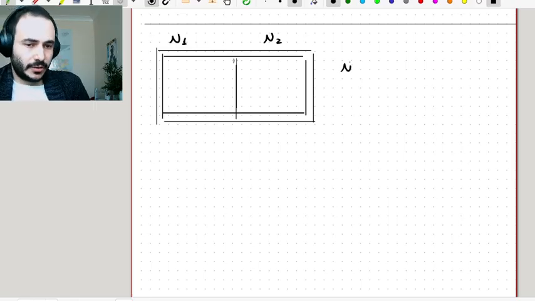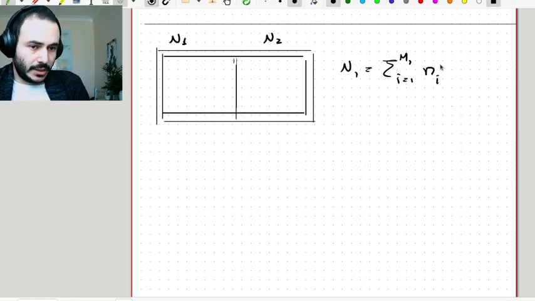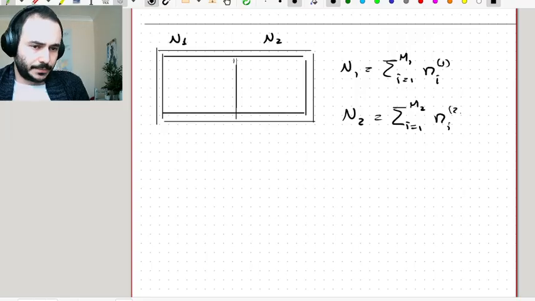So what are the constraints? I just said that the total number of particles is constant. So the occupations of the cells of system 1 are going to sum up to the total number of particles of system 1. And the same thing happens with system 2. If I sum over all cells, I get n2.